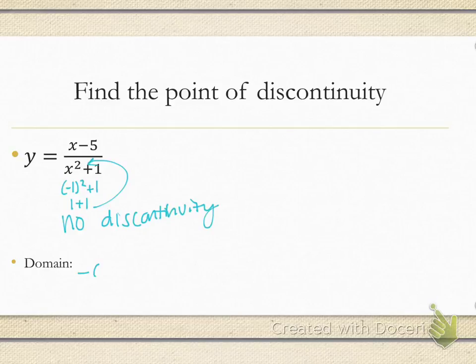So that means for my domain, I'm not going to have any discontinuity, so from left to right I shouldn't have any holes or asymptotes. So it goes from negative infinity to positive infinity.